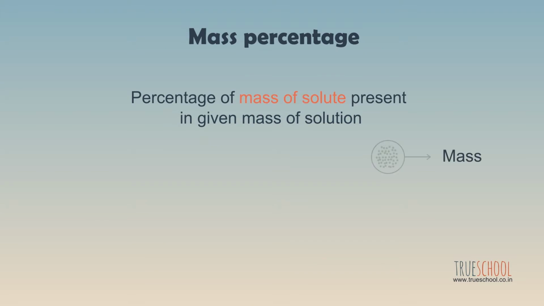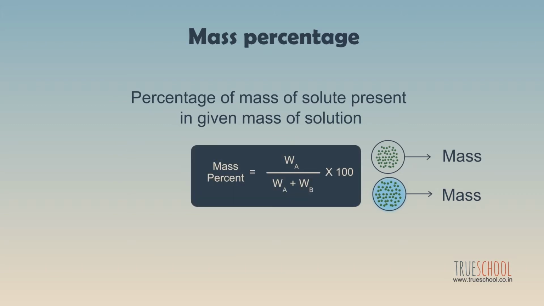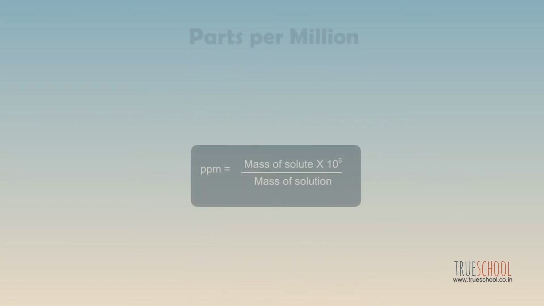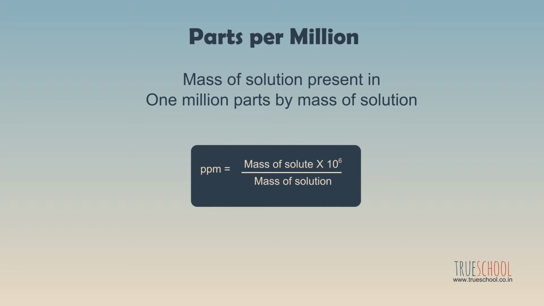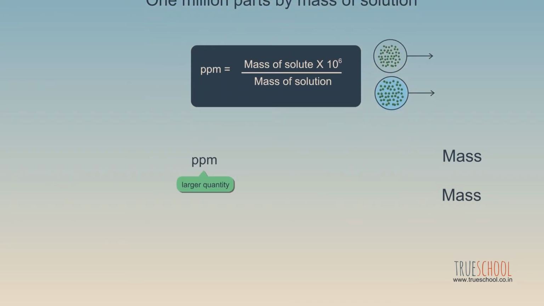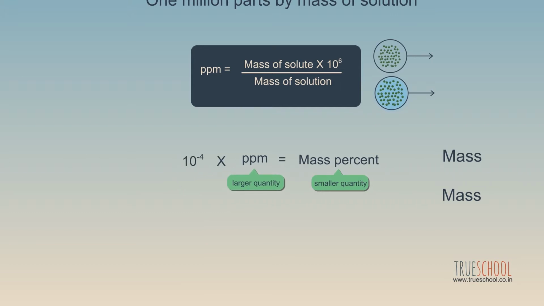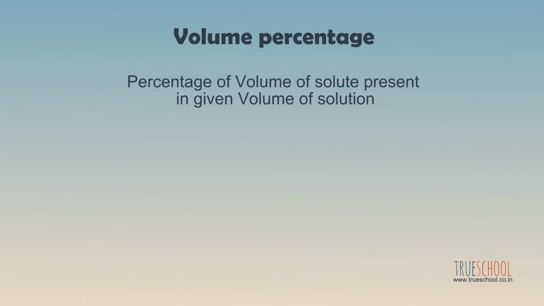Similarly, mass percentage is the percentage of mass of solute present in a given mass of solution. Let Wa be the mass of solute and Wb be the mass of solvent. Then mass percentage of solute A is equal to Wa into 100 divided by Wa plus Wb. Parts per million, ppm, is the mass of solute present in 1 million parts of mass of solution. The relationship between ppm and mass percentage is: mass percentage is equal to ppm into 10 to the power minus 4.